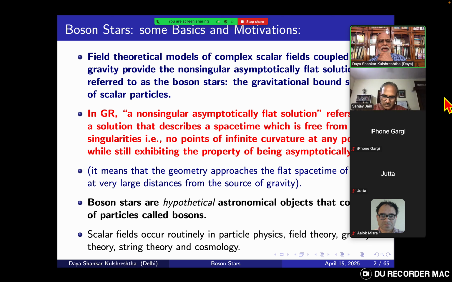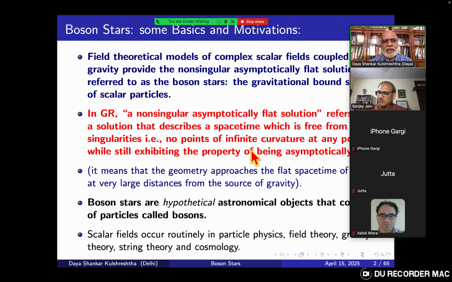Okay, all right. So I am going to present in this talk. I'm sorry, I lost a few minutes. In this talk, I am going to present a few field theoretical models of boson stars. Field theoretical models of complex scalar fields coupled with gravity provide the non-singular asymptotically flat solutions which are referred to as the boson stars, which are the gravitational bound states of scalar particles.